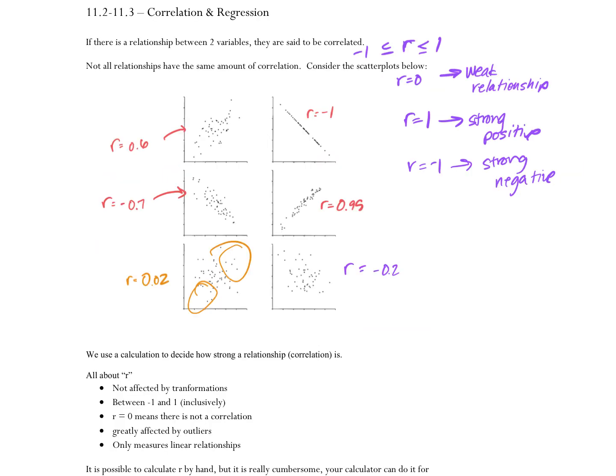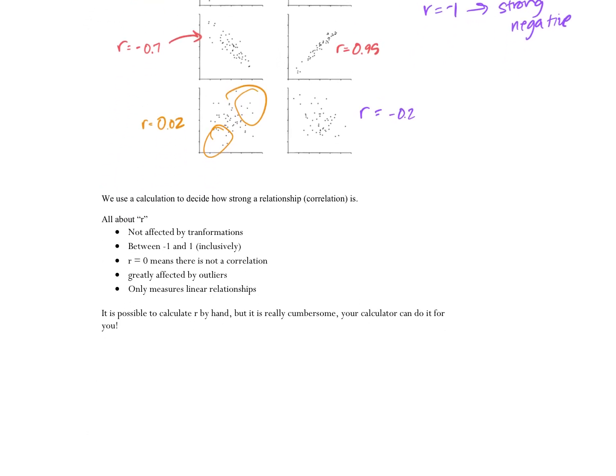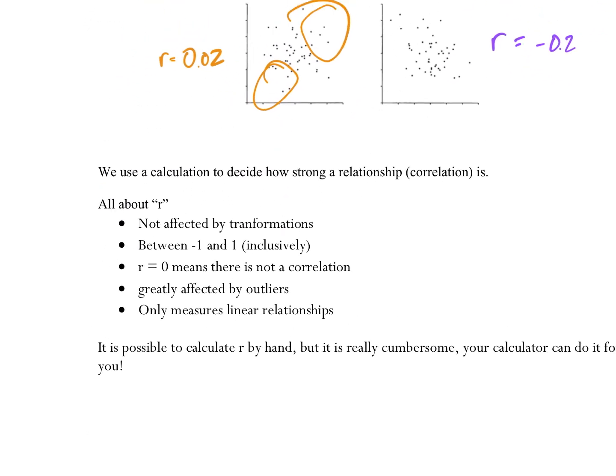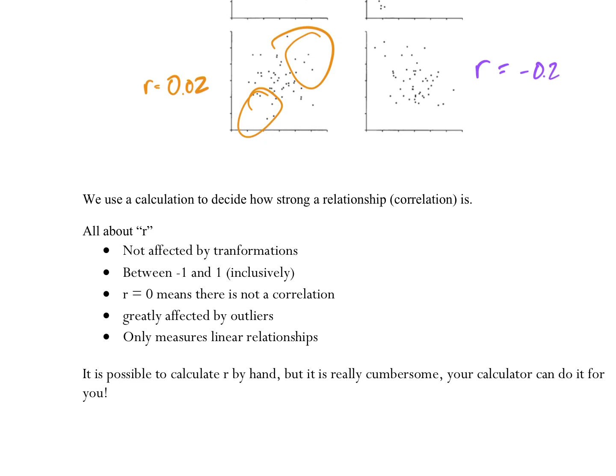So some other characteristics about R. Okay, so when I say it's not affected by transformations, let's say I have a scatter plot where the x-axis is speed and the other is time. Let's say the faster you go, that would probably have a negative correlation, right? The faster you go, the less time something would take.